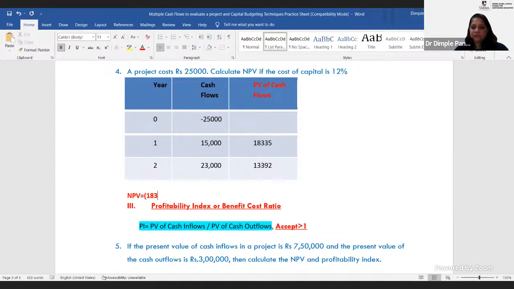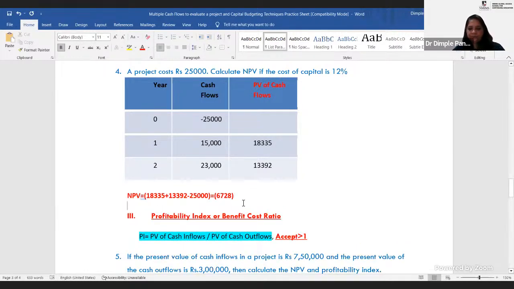So 18,335 plus 13,392 minus 25,000. Is it a negative answer? 6,728. Is it so? Everybody has got the same?